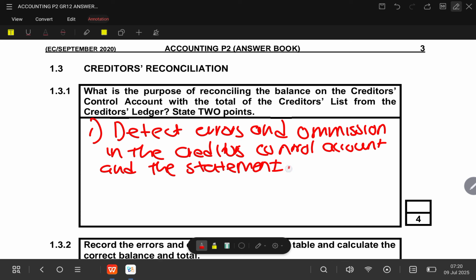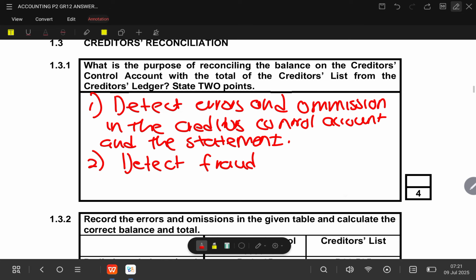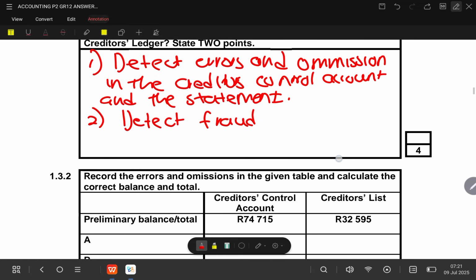And then also number two, we are going to be able to detect if there's any fraud taking place. So it will help us to detect fraud. Okay. And then another reason could be that we will be able to see if we were granted any discount by the supplier. Remember, sometimes the suppliers don't give you that discount that you deserve. So when you check the statement, you'll be able to figure out such things.